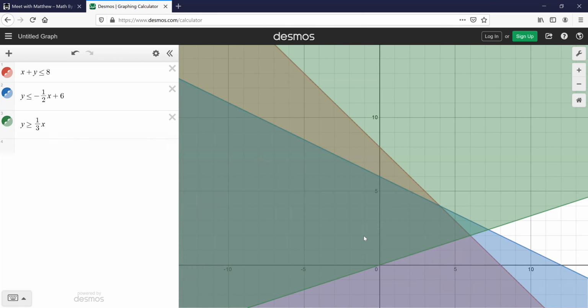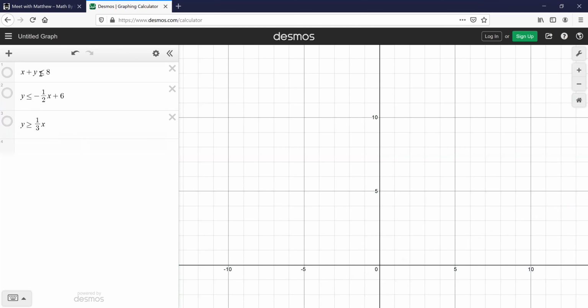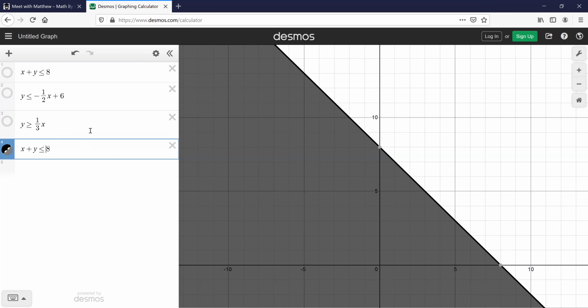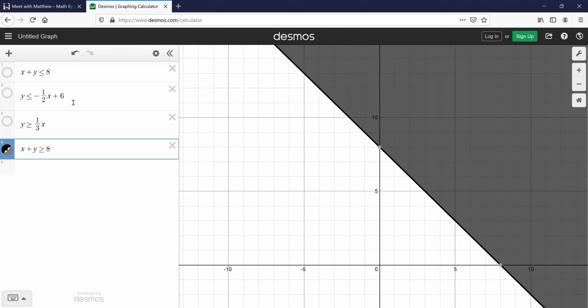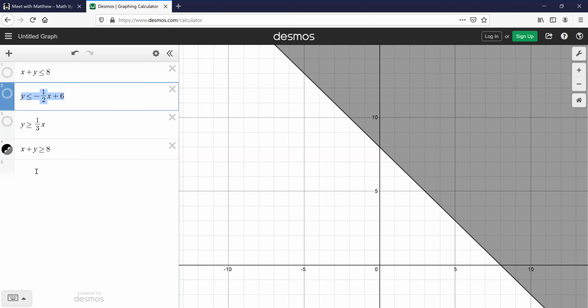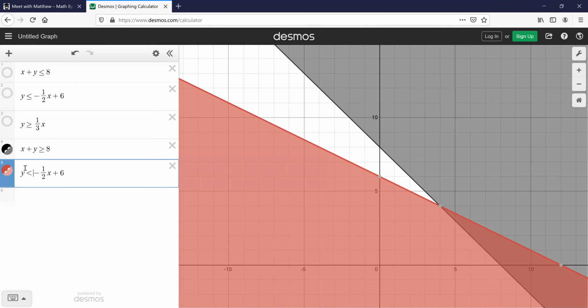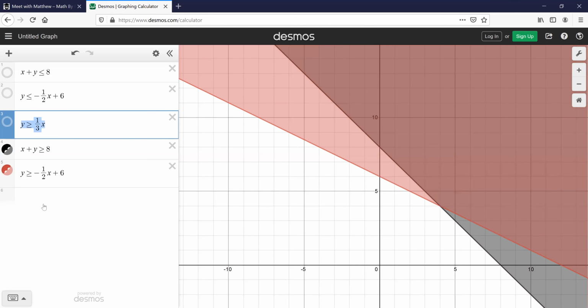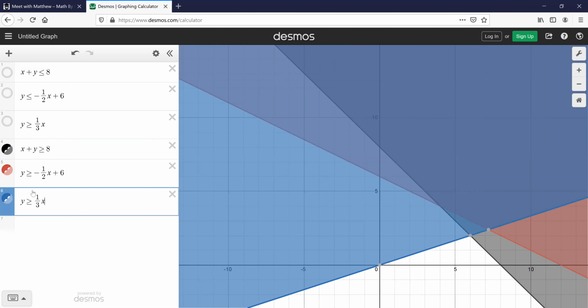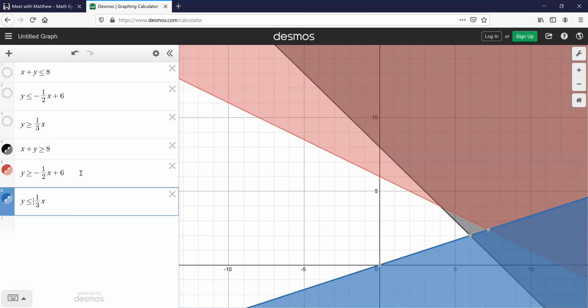in? Maybe you know how to do this, maybe you don't. But here's what I'm going to do. I'm going to change the direction of all of these inequalities. So I'm going to make this greater than or equal to. I'm going to change the second one to a greater than or equal to. And then I'm going to change this one to a less than or equal to.